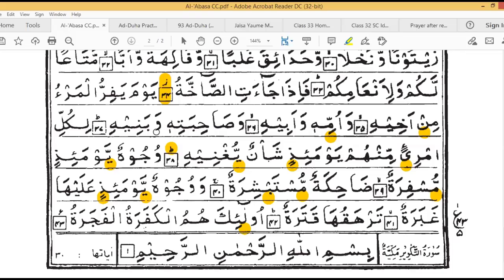وَصَاحِبَتِهِ وَبَنِيهِ. Excellent. Well done. Now, just one thing over here. This is the letter saad. So your mouth should be a bit more rounded. وصاحبته.